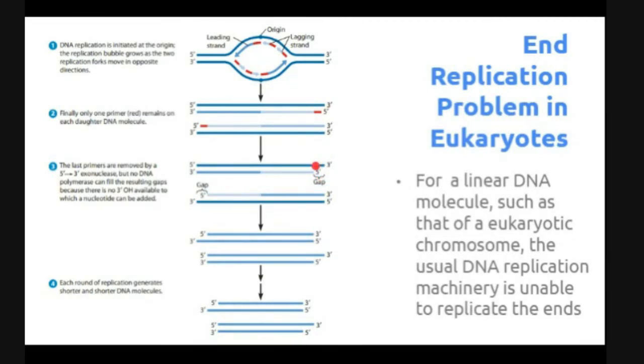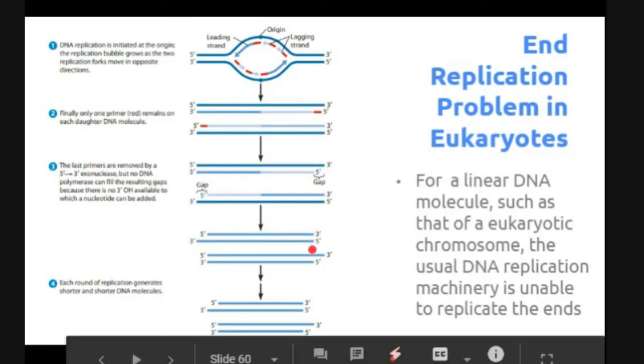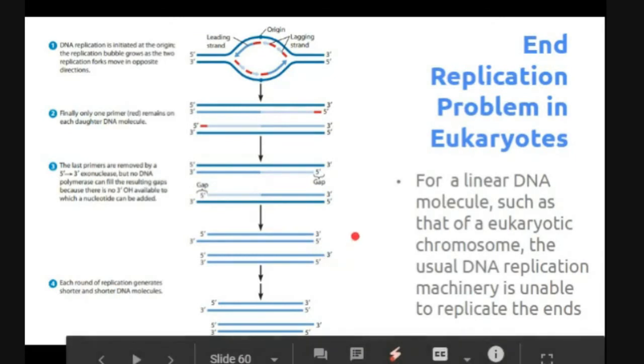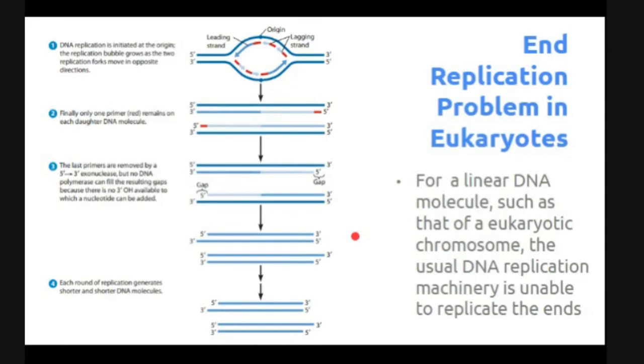So, now, every time your DNA replicates, umiikli siya ng umiikli actually. So, as you age, mas umiikli yung DNA mo. Okay? So, yun yung problem sa eukaryotes. Kasi, habang nagre-replicate yung DNA mo, umiikli siya ng umiikli. Okay? Now, to solve that, we have telomeres.